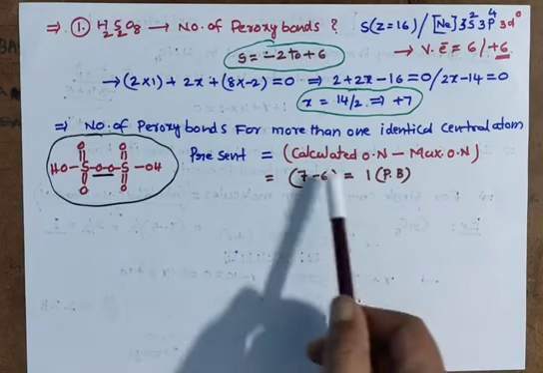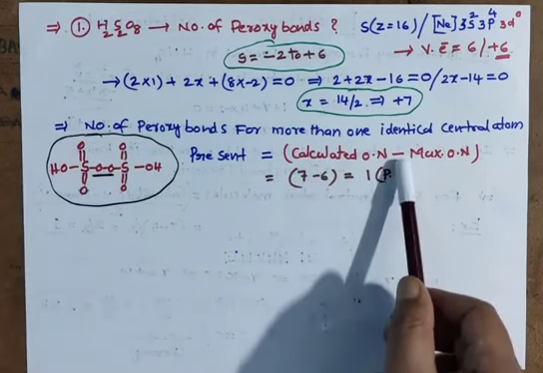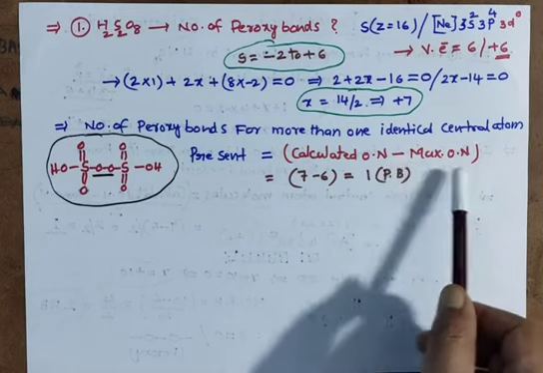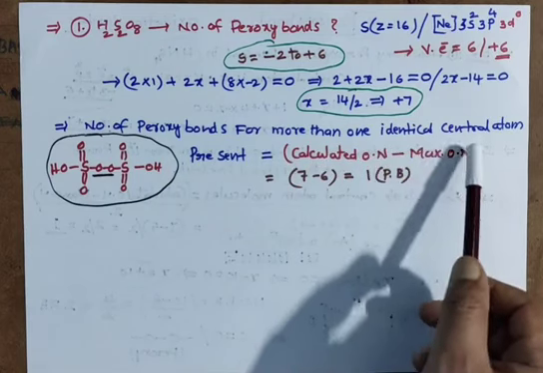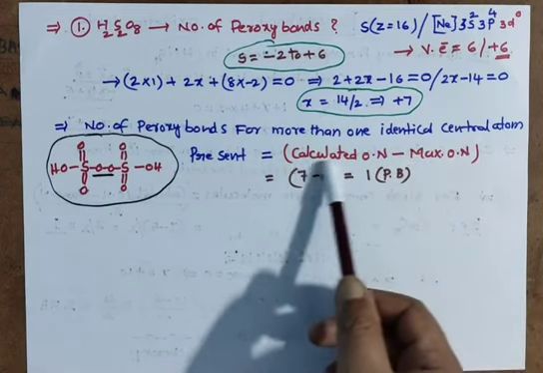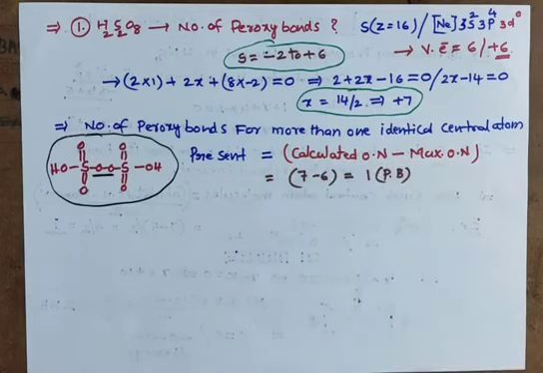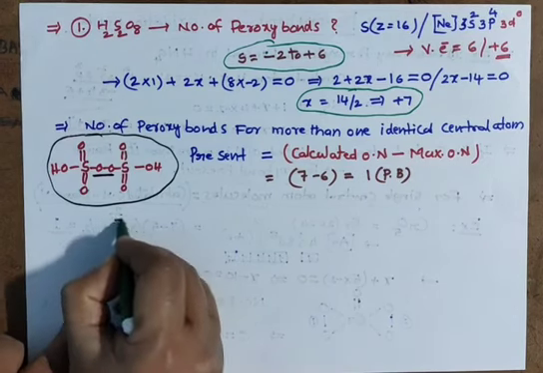So the formula you have to remember. For a single central atom, calculated oxidation number minus maximum oxidation number, by 2. For more than one identical, meaning 2, 3 like that, 3 generally we don't have in the syllabus, 2 only, calculated oxidation number minus maximum oxidation number. Is it clear now? I am giving one more example.